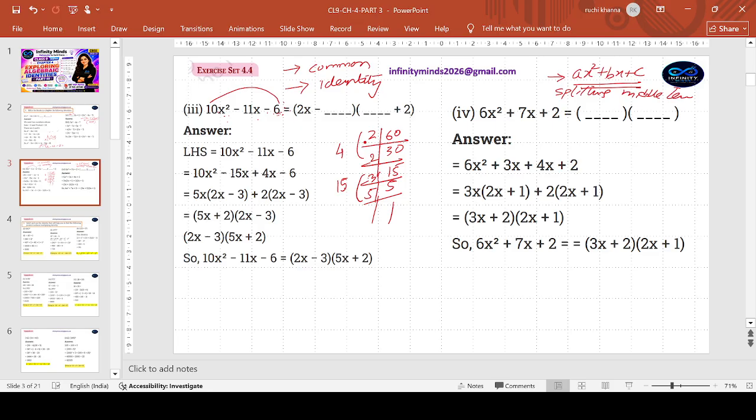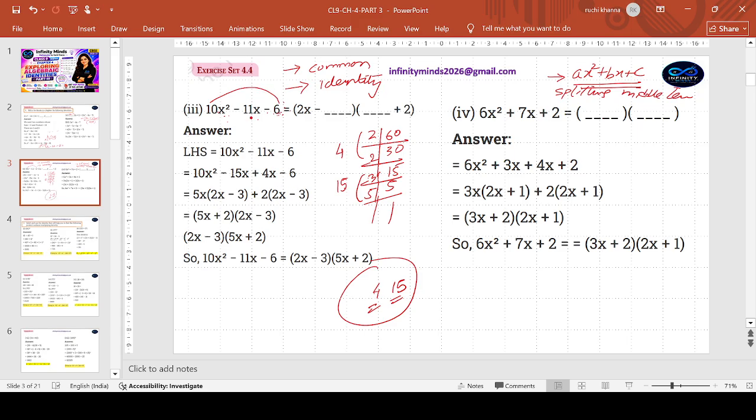That's not a problem. But you have to frame it in such a way. Like I could have taken a 2 and a 30. 2 and 30 will also give me 60, but that shall not give me 11. But if I take a 4 and a 15, that can give me 11 and the product is 60 in any of the cases. We have to see which combination is working out. So in this case, the 4 and 15 shall work out.